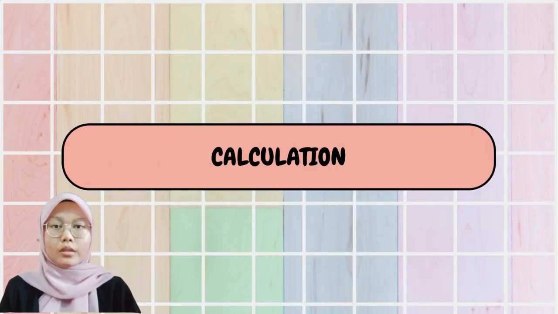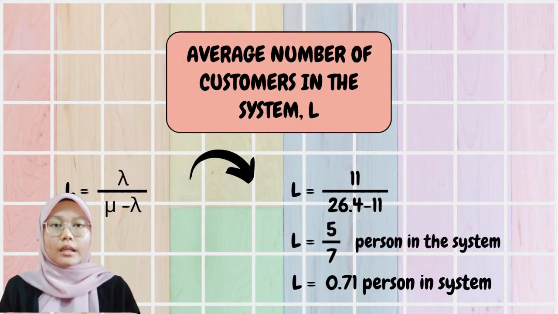The first calculation is average number of customers in the system, or L. For this calculation, we can use the formula L is equal to lambda over mu minus lambda. So L we get 11 over 26.4 minus 11 is equal to 5 over 7 in the system, or in decimal point we get 0.71 in the system.